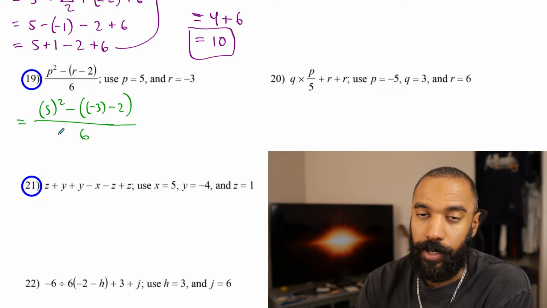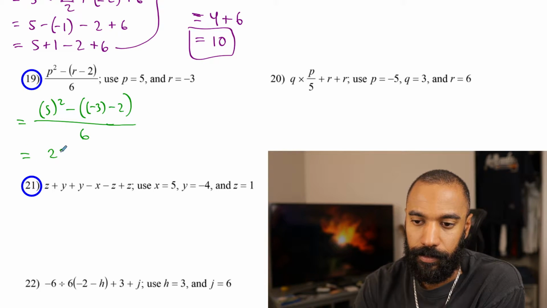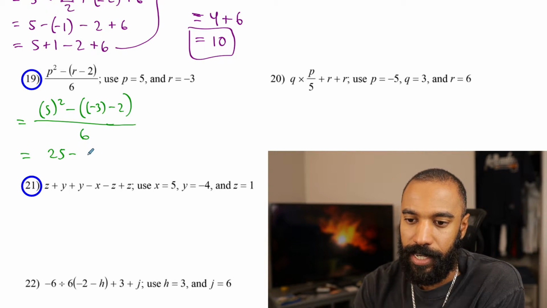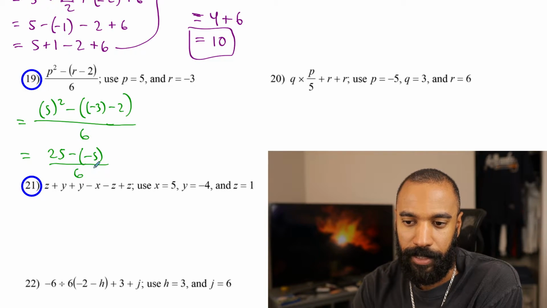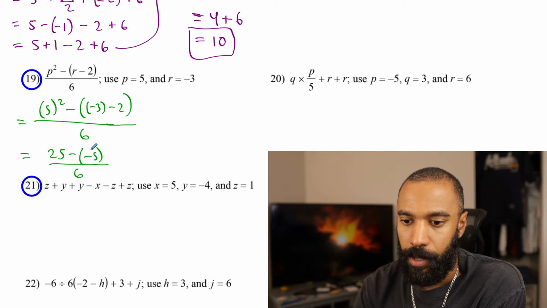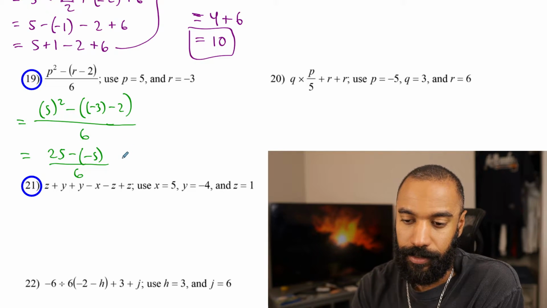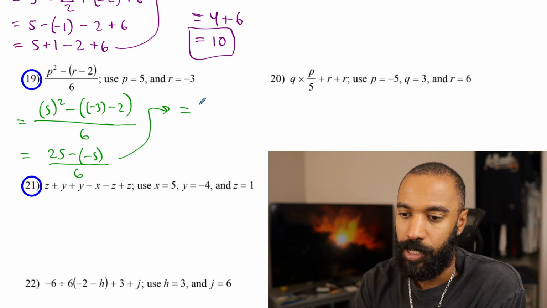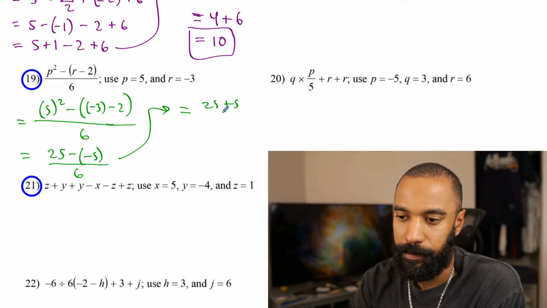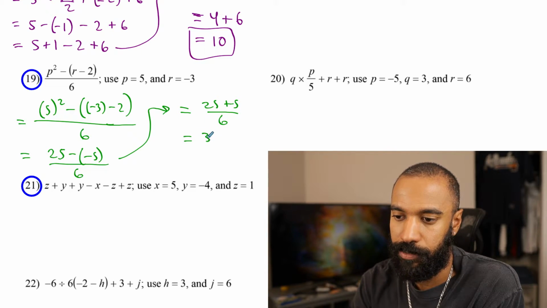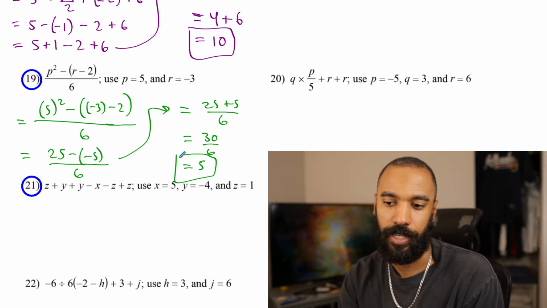So here we go. 5 squared is 25. Minus, inside here I have negative 3 minus 2. That's a negative 5 right there. This is all divided by 6. Okay. Minus a negative is adding. All right. So that becomes 25 plus 5 all over 6, which is 30 over 6, which is 5. So if you do things right, all things clean up there.